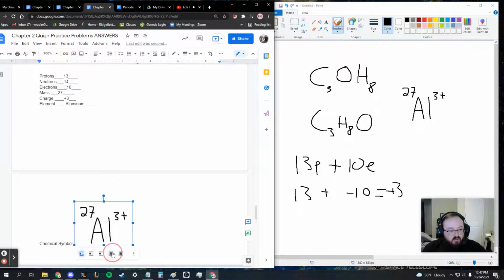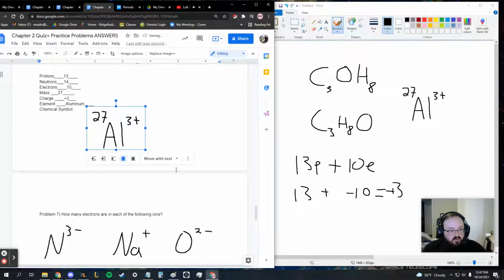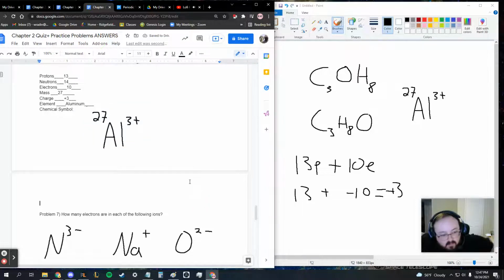Is there a way I can make this all on one page? There we go, perfect. All right, so that's what I'm looking for. Identifying what element it is, what the charge is, and what the mass is.